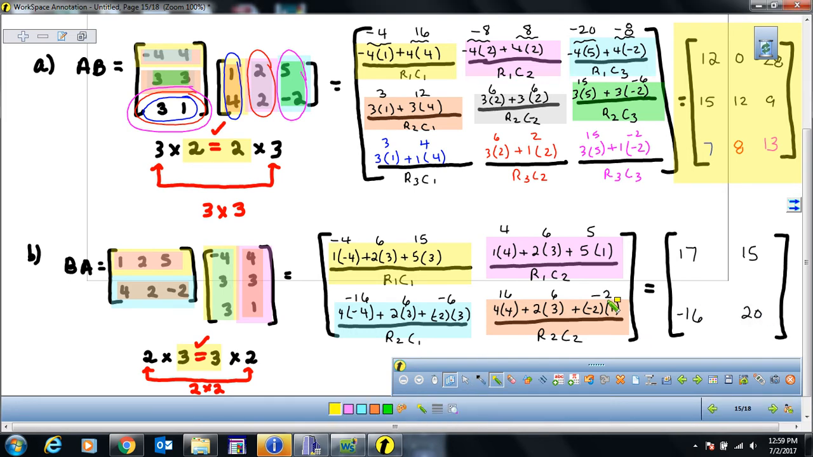And this gives us matrix B times A, which, as we can compare, A times B doesn't give us the same thing as B times A. Okay. So these are all the operations that you need to make sure you know from section 9.3.